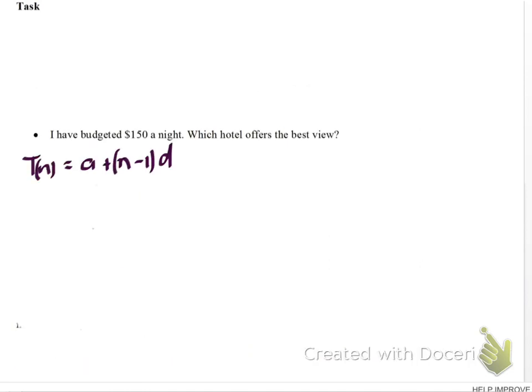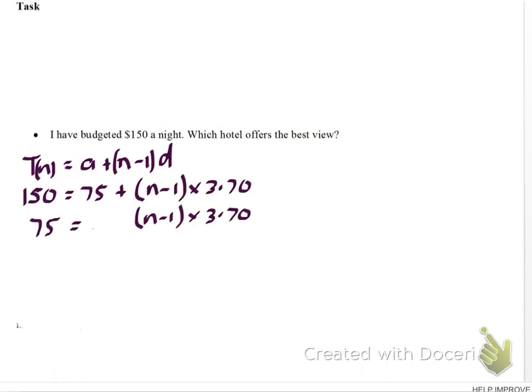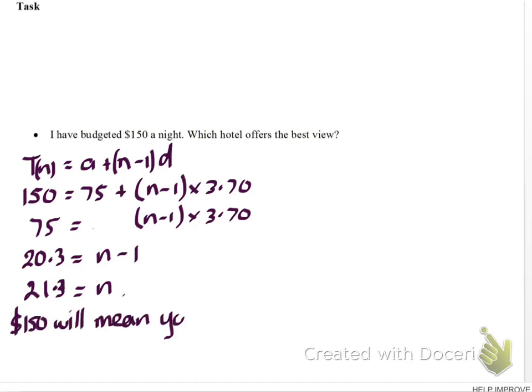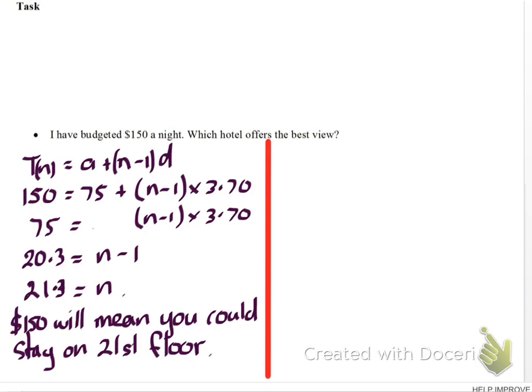You've got $150 a night. Which hotel offers the best view? So let's take the Mountain View one. 150 equals 75 plus (n minus 1) times 3.7. So we're going to just plug that in, shift the 75 to the left. 150 minus 75 is $75, divided by $3.70, add the 1. So that means 150 could get you up to the 21st floor.